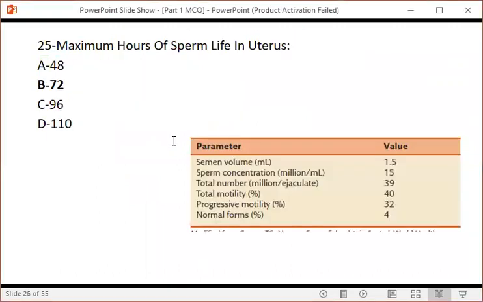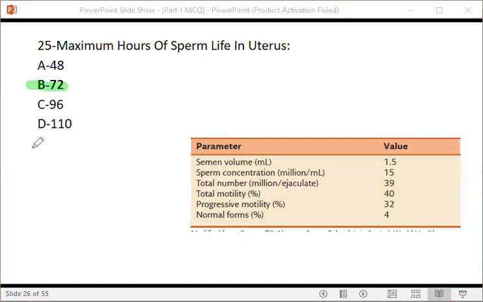Maximum hour of sperm life in uterus. Is it 48? Is it 72? Is it 96? Is it 110? This is really difficult and complicated. تمام. لكن no one sat on a study that is real. Like this question is coming regularly. It's found in Aurora, I guess. And the most common answer here is 72.